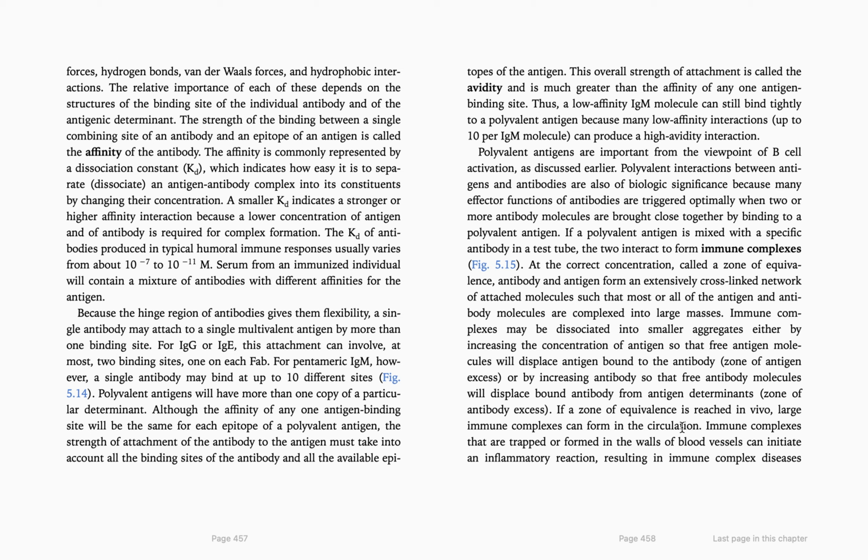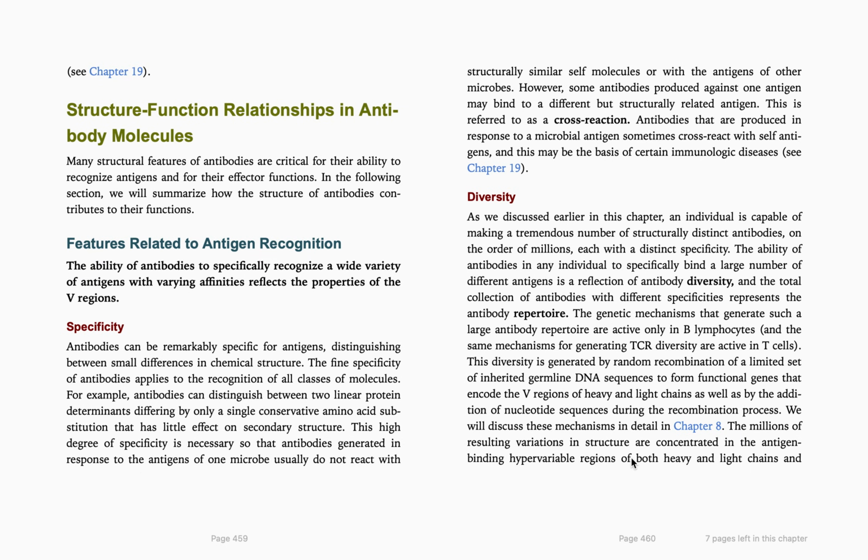If the zone of equivalence is reached in vivo, larger immune complexes can form in circulation. Immune complexes that are trapped on or formed in the walls of blood vessels can initiate an inflammatory reaction, resulting in immune complex diseases. See Chapter 9.